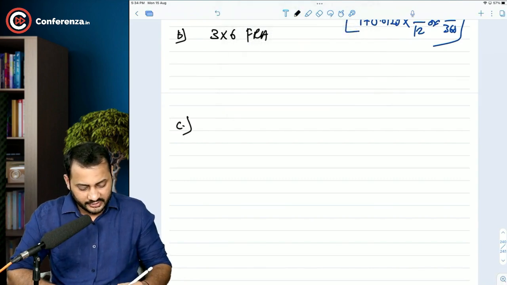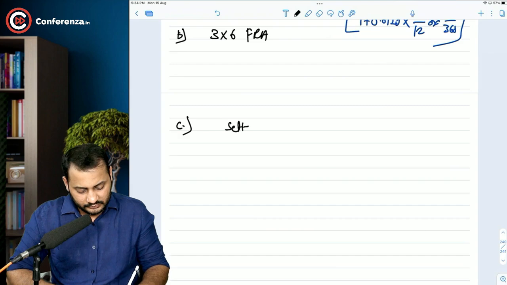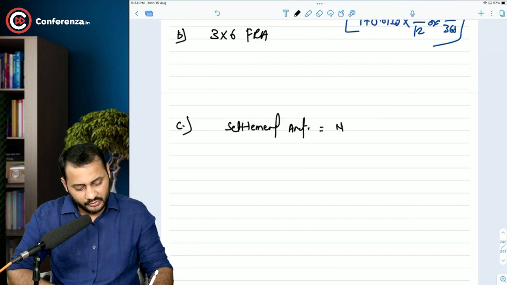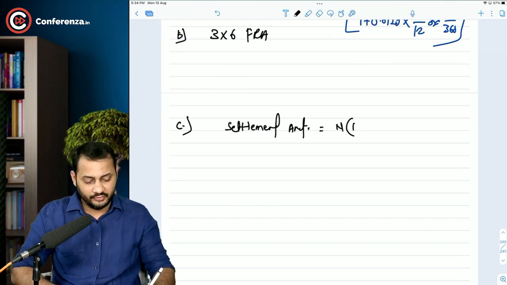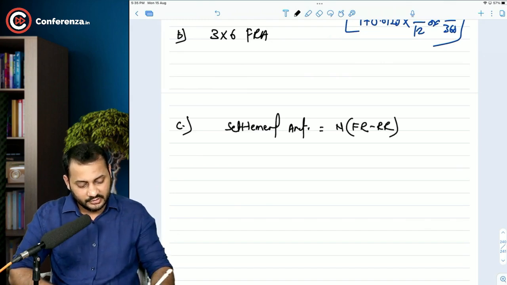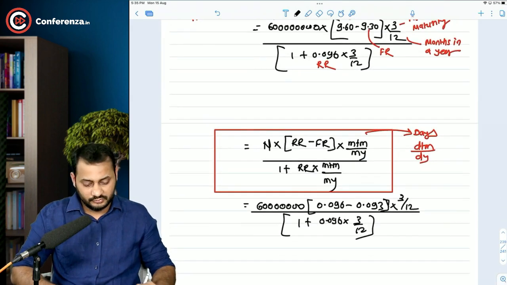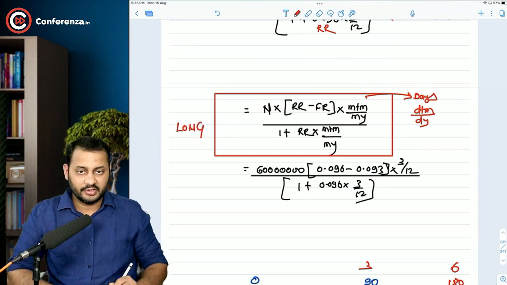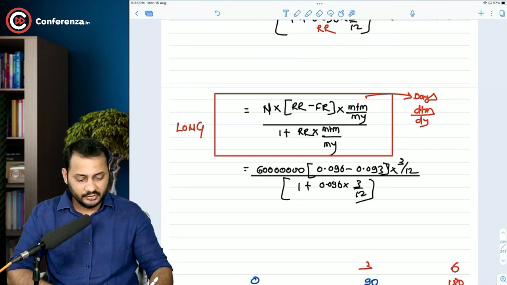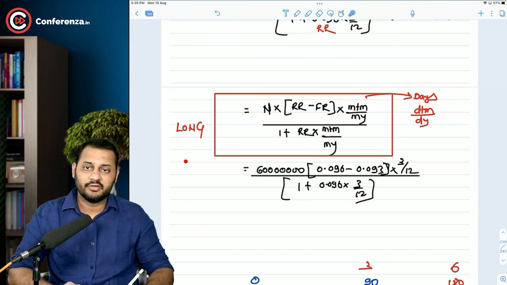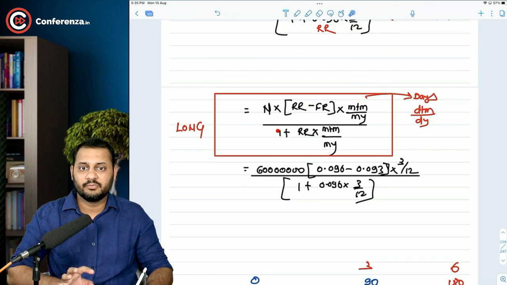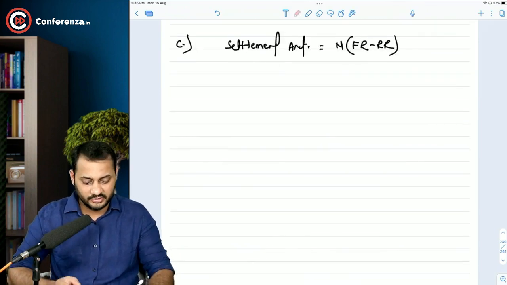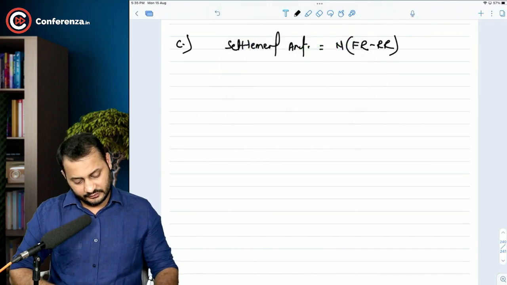The proper way of answering in the exam is: settlement amount is nothing but notional amount. What is the formula? Please understand. In case of shorting, you will just write forward rate minus reference rate. So this is how you have to make sure that you are making a difference in the long FRA. In case of long FRA, you will keep reference rate first, but in case of short FRA, you will keep forward rate first, so that the figures are proper. Gain is positive and the loss is negative.